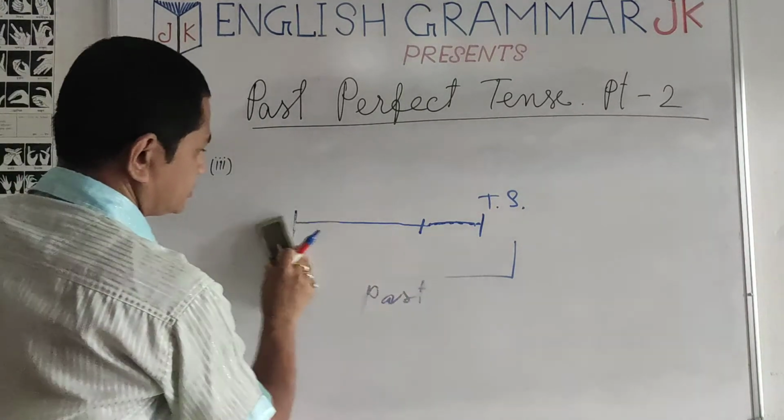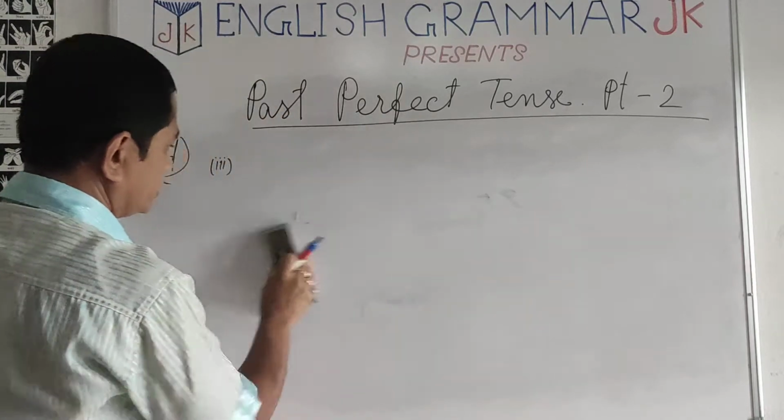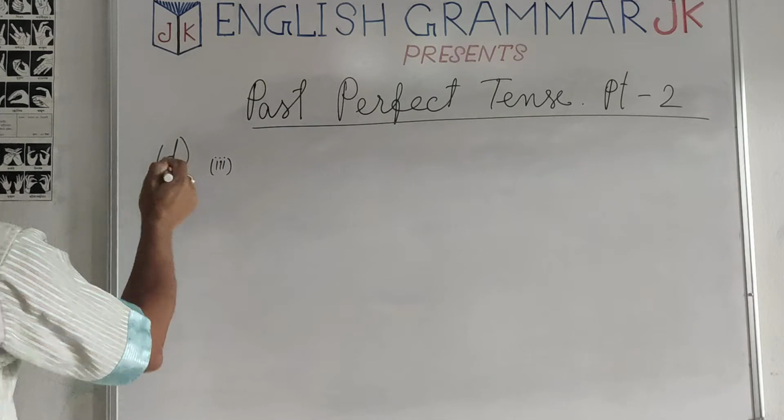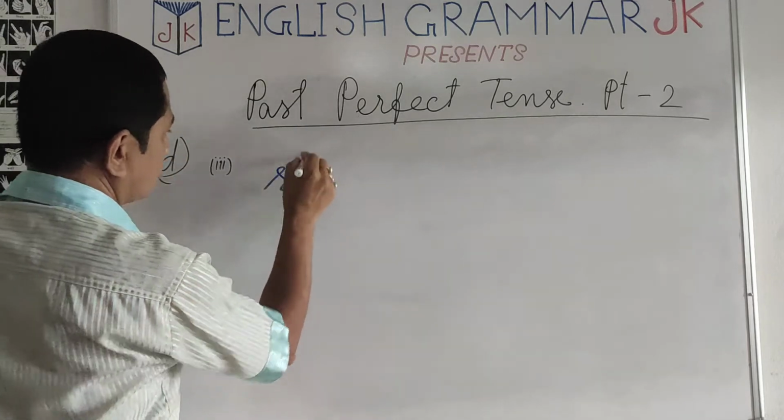And this is point number 3, and just write the point D. We are talking about point D, point 4 and 3.